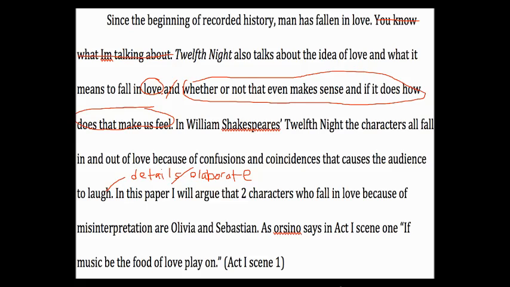Let's keep moving. "In this paper, I will argue that two characters who fall in love because of misinterpretation are Olivia and Sebastian." So this is another great place to add detail. "As Orsino says in Act 1, Scene 1, 'If music be the food of love, play on.'" For us, we're obviously not adding quotes, but if it stays, it stays.